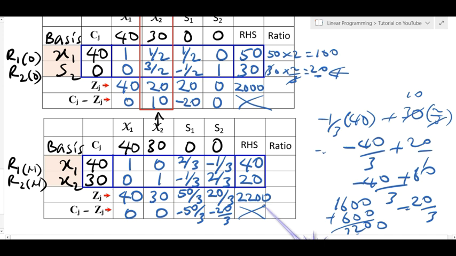After the second iteration, we have arrived at the optimal solution. And the result here shows that X1, which is product A, is 40 units, while X2 is what? Is 20 units. We're going to produce 40 units of X1, which is product A. We're going to produce 20 units of product B, and at that time, the maximum profit is going to be $2,200. Okay, let's write it out.